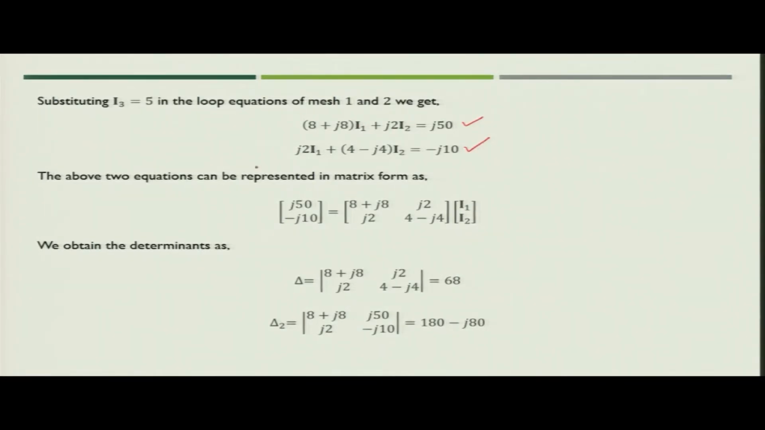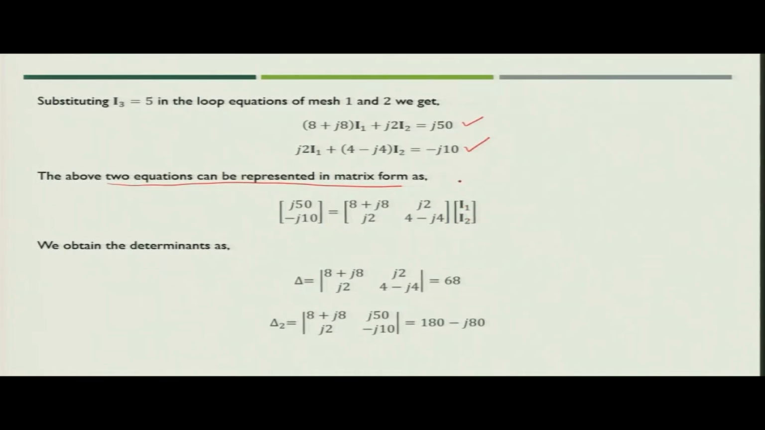So, now you get two equations and two unknowns, I1 and I2. You can represent this in matrix form. The matrix form will contain one left side vector which contains j50 and minus j10 as elements, and then we compile the matrix containing the coefficients of I1 and I2, that is 8 plus j8, j2, j2 and 4 minus j4, and then the unknown quantities, that is I1 and I2.